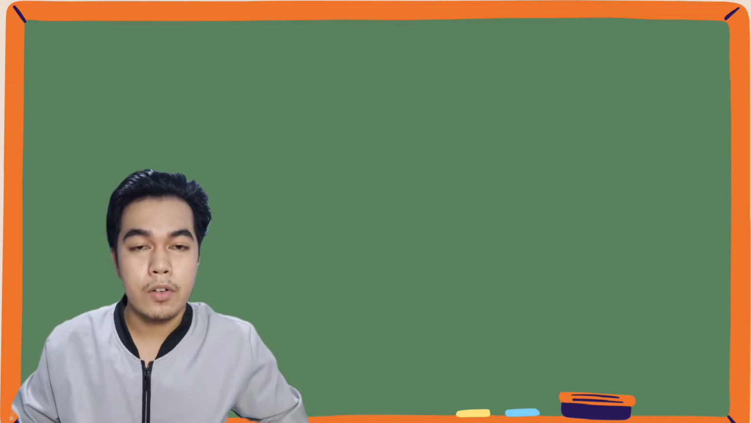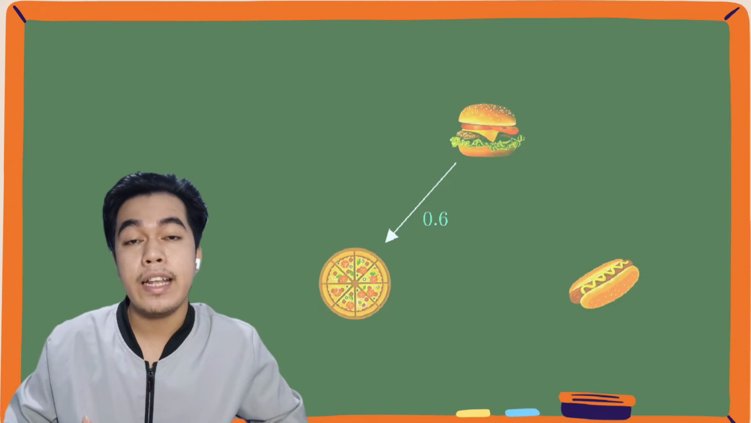So assume there is a restaurant that serves only 3 types of food: hamburger, pizza, and hot dogs. But they follow a weird rule. On any given day, they serve only one of these 3 items. And it depends on what they had served yesterday. So in other words, there's a way to predict what they will serve tomorrow if you know what they are serving today. So for example, there's a 60% chance that tomorrow will be a pizza day, given that today is a hamburger day.